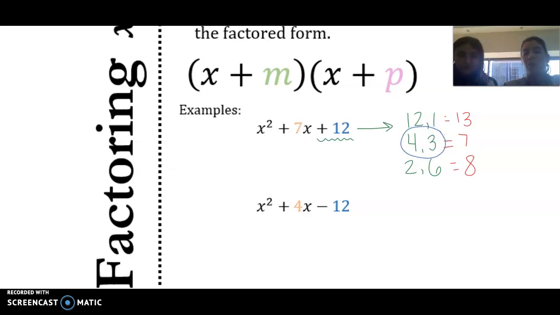Okay, now we're going to write our factors in the form that we see above. We always have two sets of parentheses. I put an x at the beginning, and then since it's a positive 4, I'm going to write plus 4.